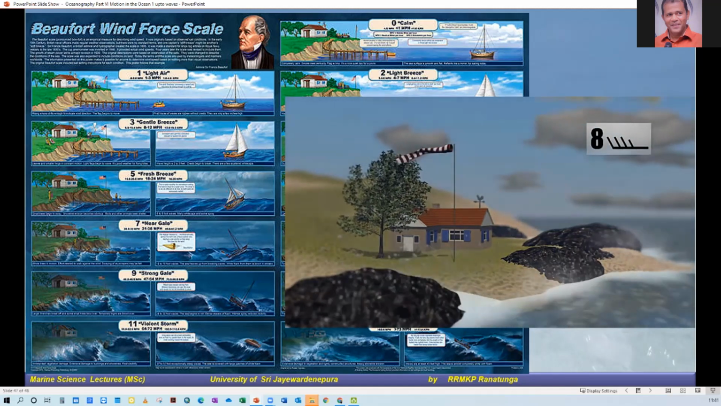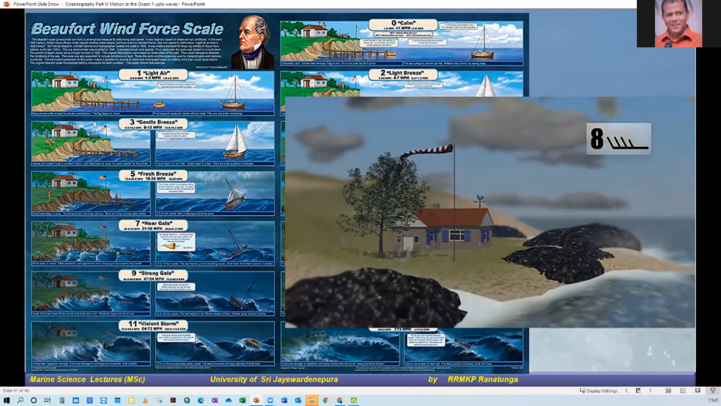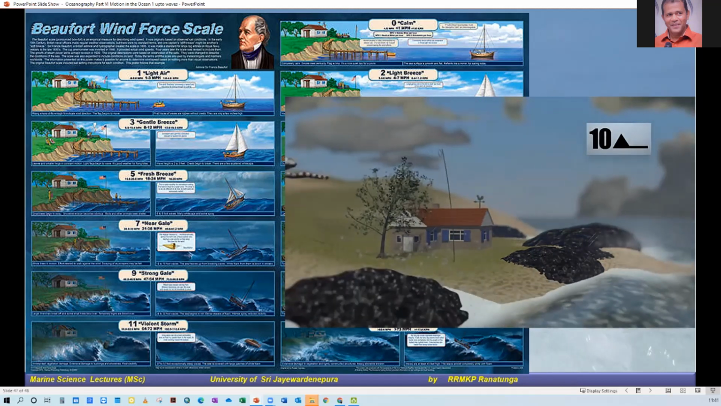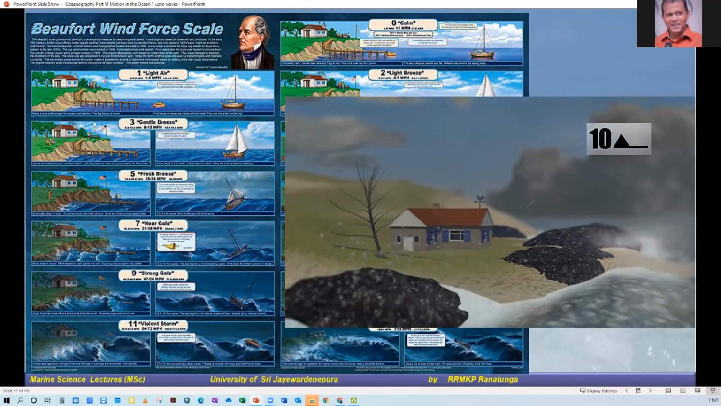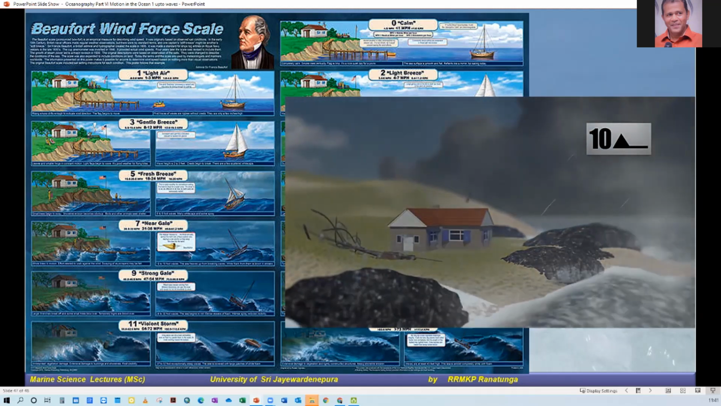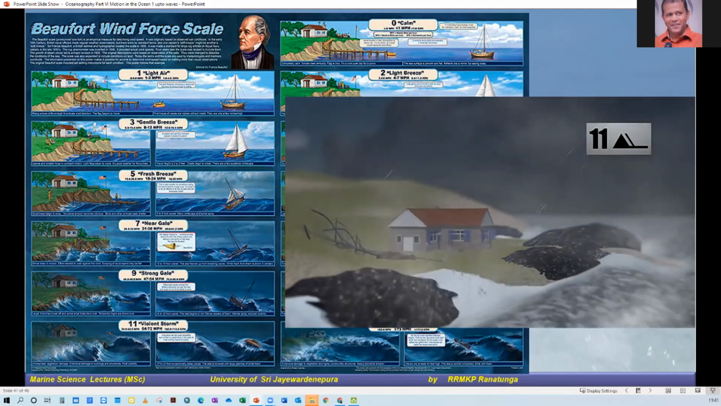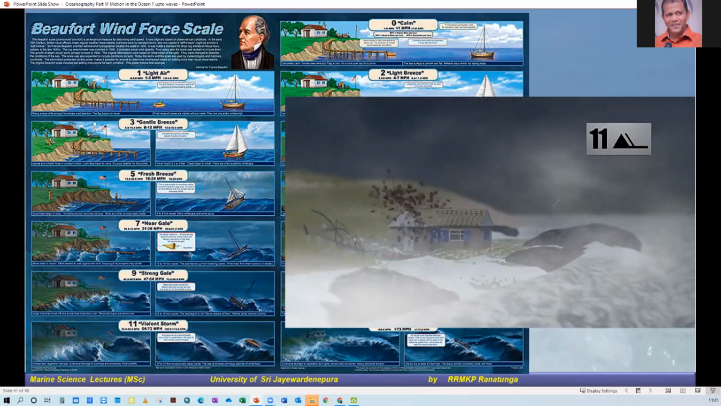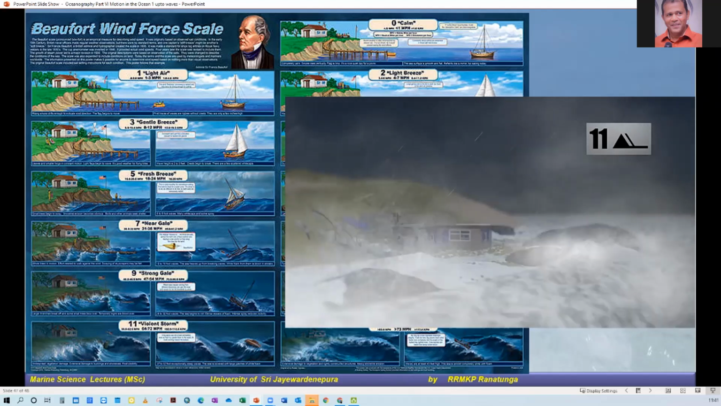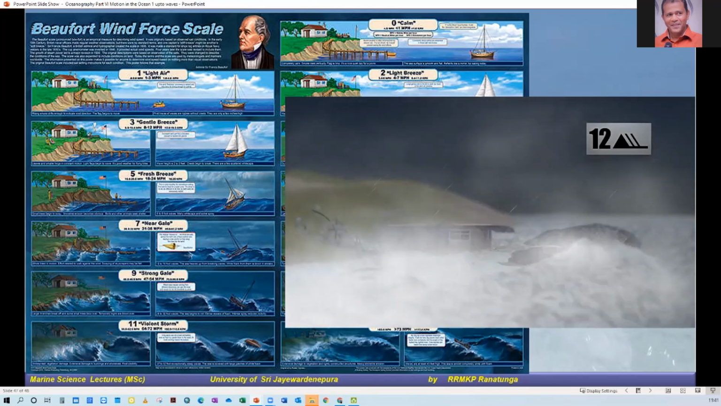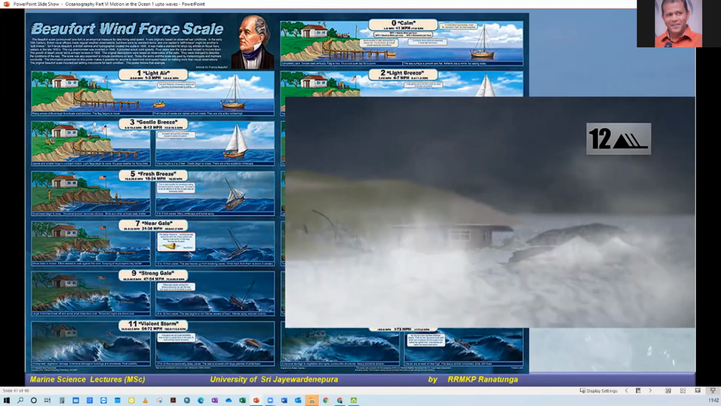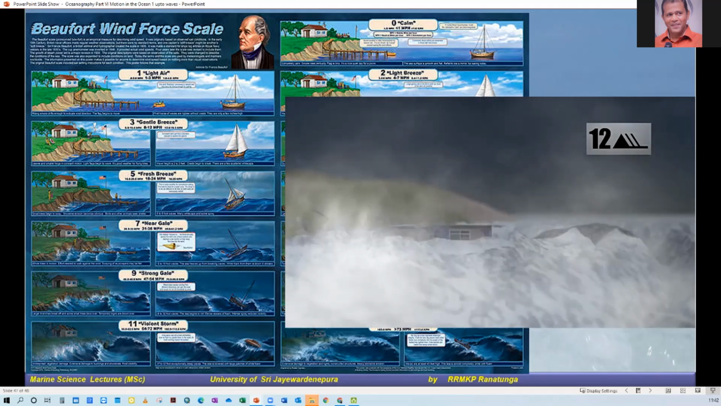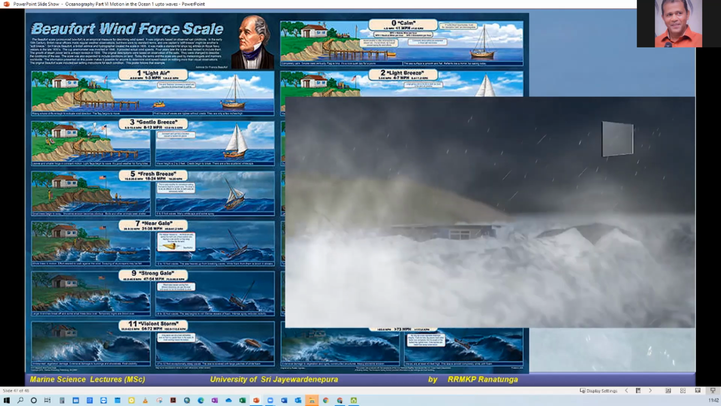When it reaches force 8, small branches break off trees and waves on the ocean start to break. At force 10, the wind becomes a storm, causing significant damage on land. The storm becomes violent once it hits force 11, causing waves more than 11 meters high. When gusts reach 118 kilometers per hour, the wind speed hits force 12. It's at this point the weather system becomes a cyclone or hurricane. Winds of this strength devastate everything in their path.